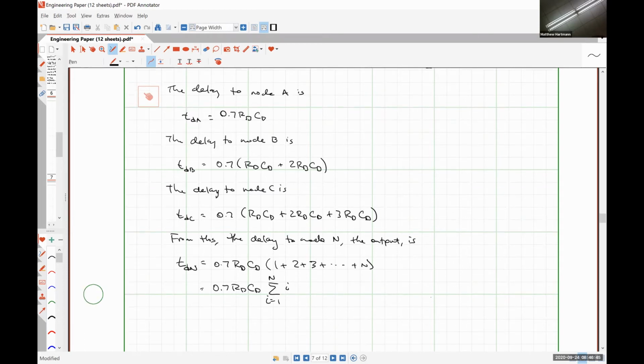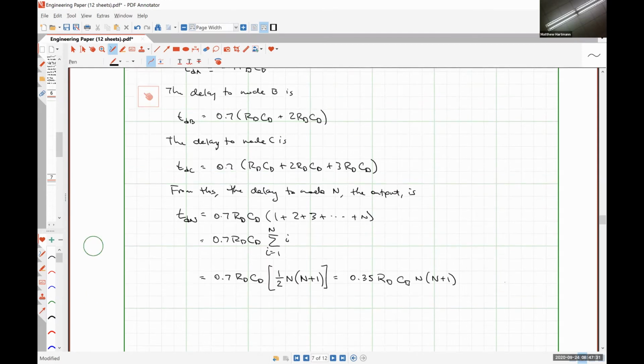And this is simply a geometric series, I believe it's what it's called. And so we can simplify it to 0.7 R squared C squared multiplied by 1/2 of N times N plus 1. That's what the sum from 1 to N is. Mathematically equivalent to 0.35 R square C square N times N plus 1.